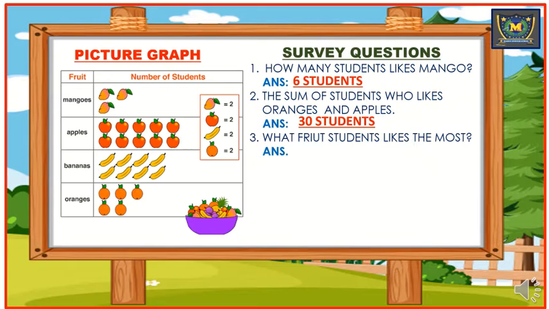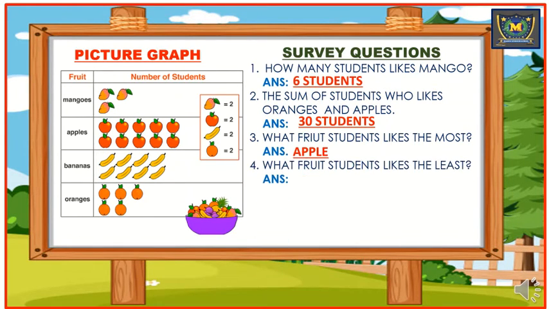Okay, let's proceed to the third question. What fruit do students like the most? Unsa nga prutas ang pinakaganahan sa bata? In here, ato na siya matubag by looking at our data given sa atong picture graph kung unsa nga prutas ang pinakadaganahan, and we can see that the apples nga pinakaganahan sa bata. So our answer here is apple.